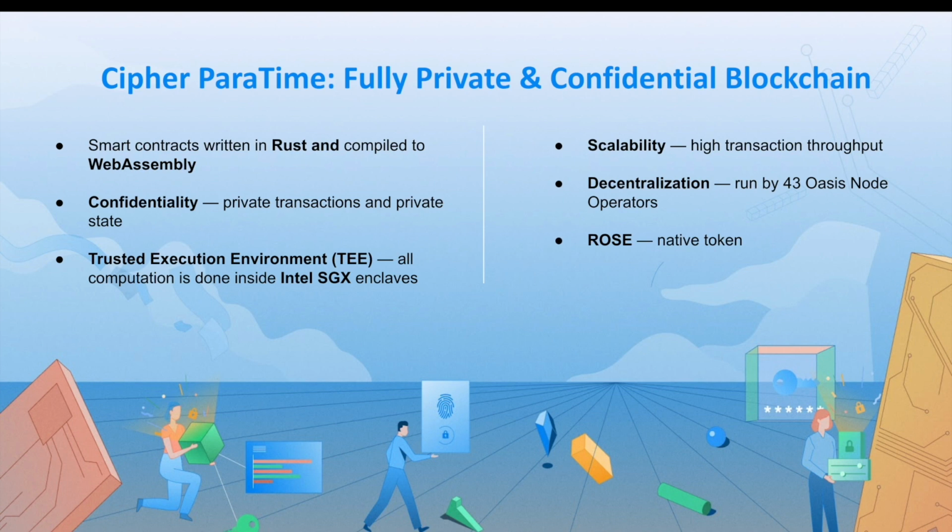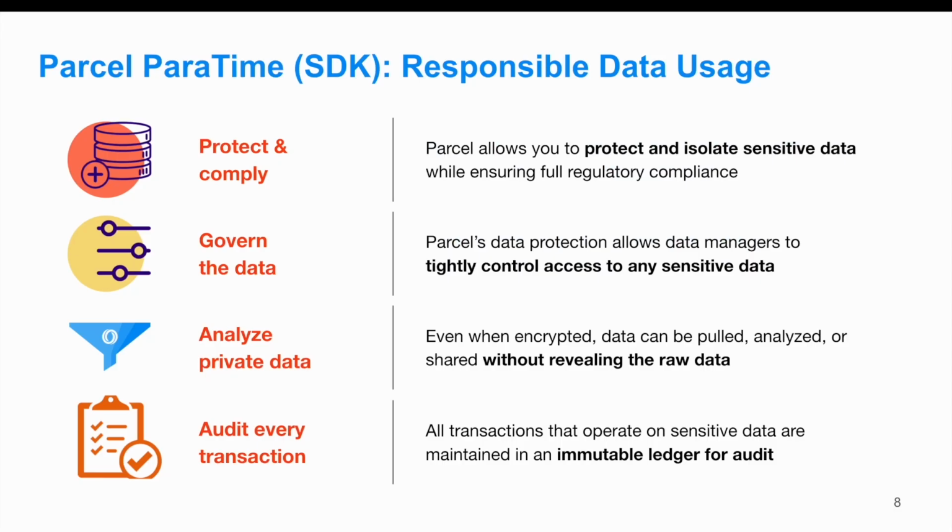So again, for confidentiality, use the Cipher Paratime. Smart contracts are already live on testnet and also on mainnet. Parcel Paratime: basically, it's an SDK if you want to use your data in a responsible manner. You want to protect or maybe isolate some sensitive data from other data that you own. And if you want some kind of data management, how and which data is allowed to be used or shared, you have this opportunity inside the Parcel SDK.